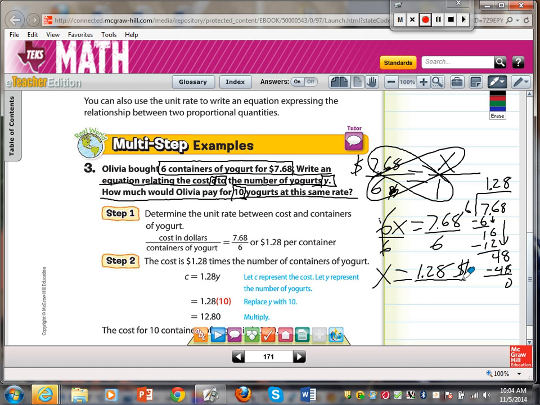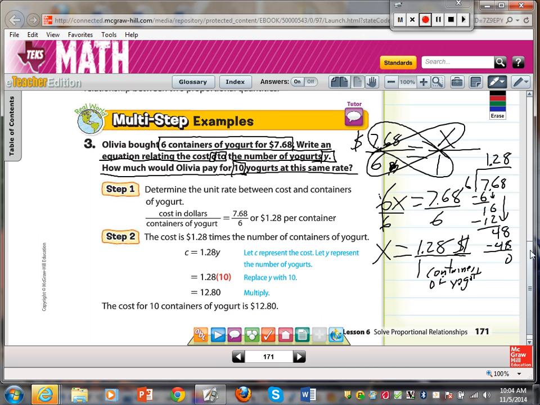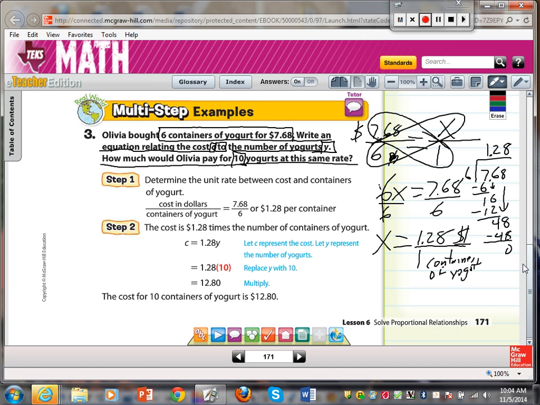$1.28 for 1 container of yogurt. Okay? So now we can actually set up the equation. So we know that it costs $1.28 for the container of yogurt. The cost is 1.28 times the number of containers of yogurt. Okay, so in this case, $1.28 per container.